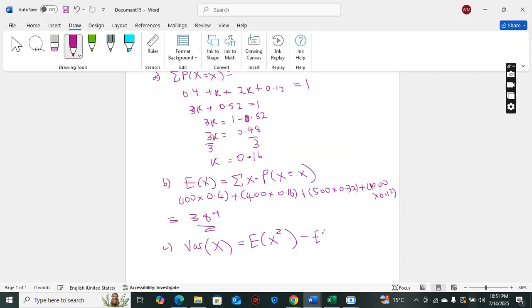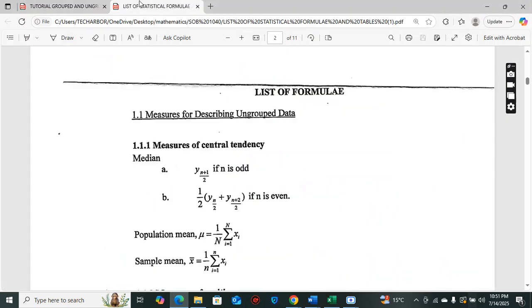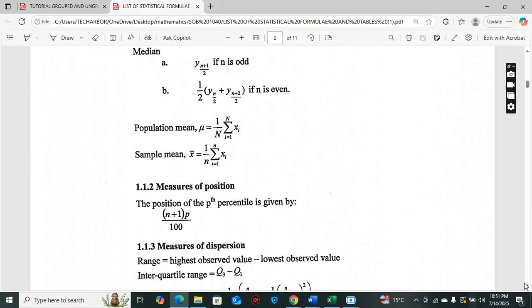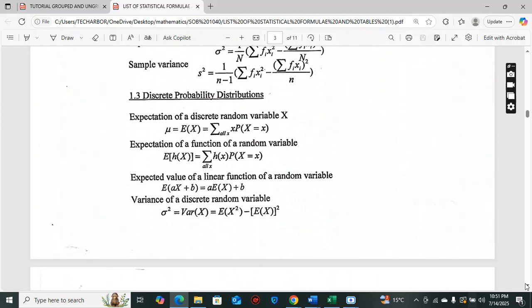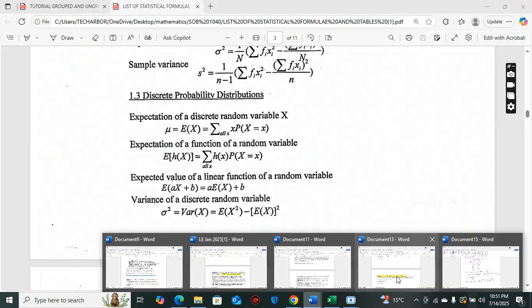Just hold on, madam. This is the formula for the variance. You'll be given this formula in the exam. Here it is: E(X squared) minus (E(X)) squared. That is all they'll give you. Then, madam, now you can continue.